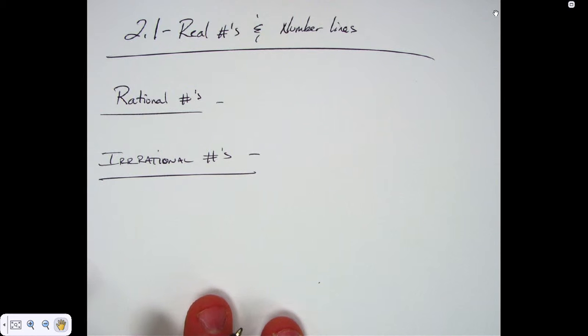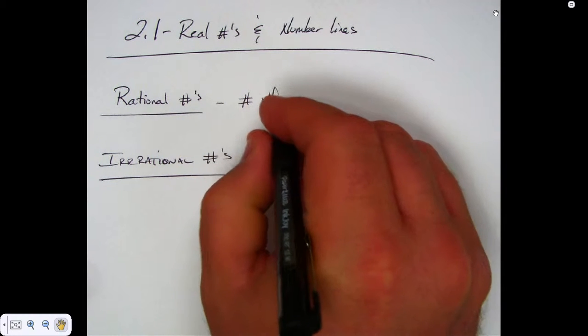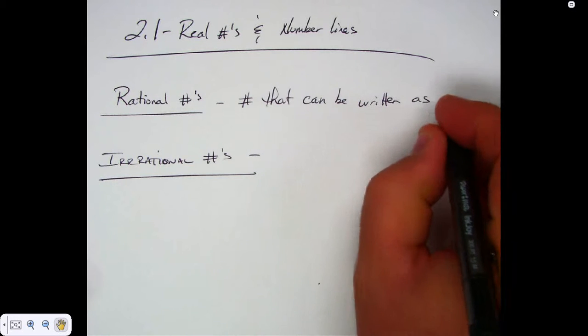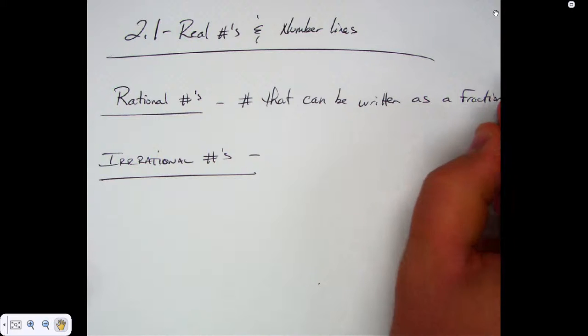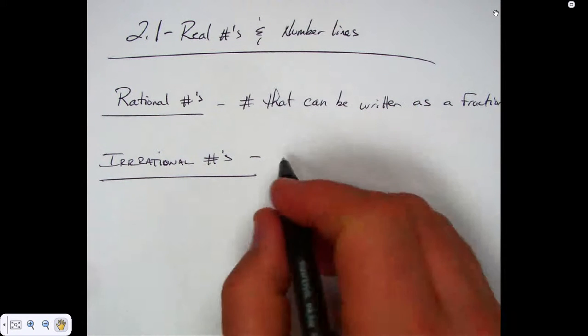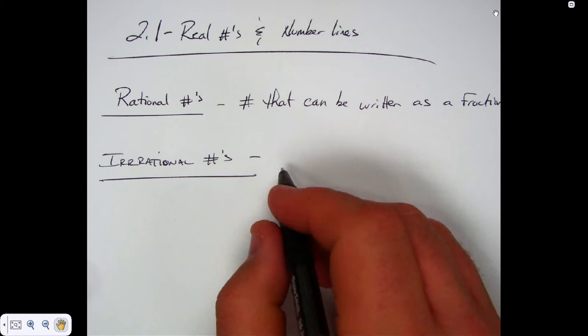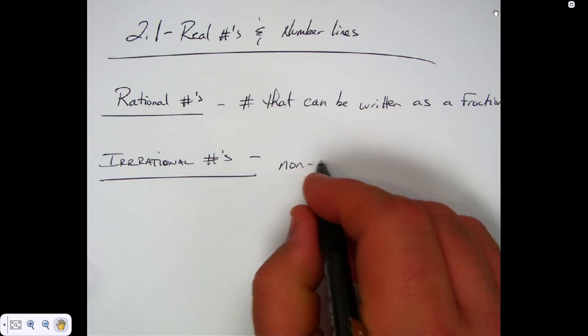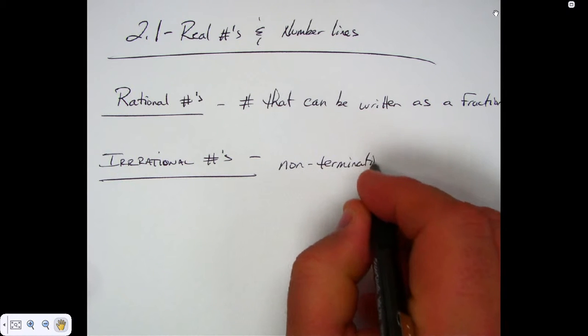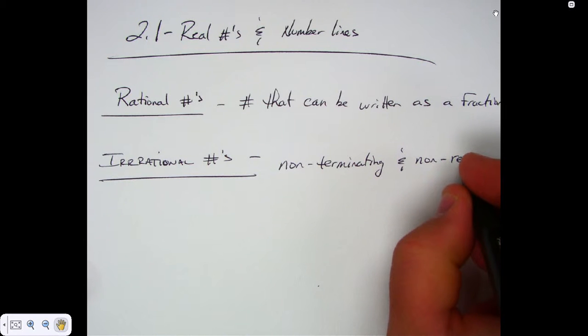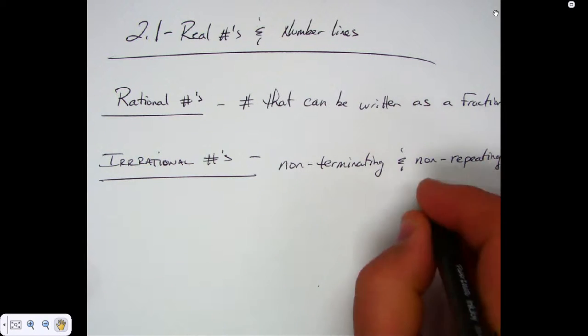What does the book say the definition of rational numbers is? Can anyone tell me? Yes. A number that can be written as a fraction. What does it say the definition of irrational numbers is? Anybody? Non-terminating and non-repeating decimals.